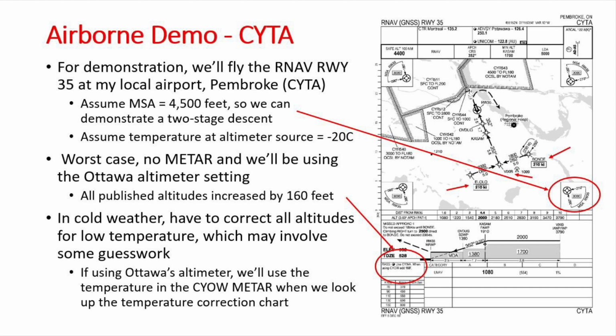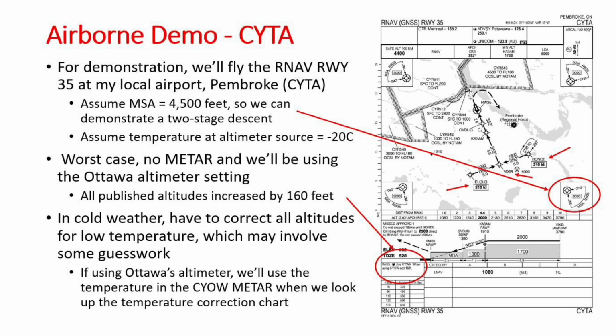To avoid having to fly a separate demonstration, I'd like to include a two-stage descent. So we'll pretend that the sector safety altitude is 4,500 feet as opposed to the published 3,000. Also, to provide the most comprehensive demo, we'll assume that the local altimeter is not available and that the temperature correction will be required.